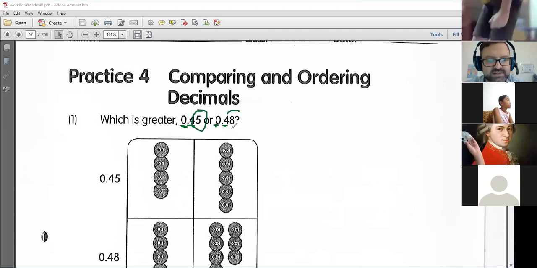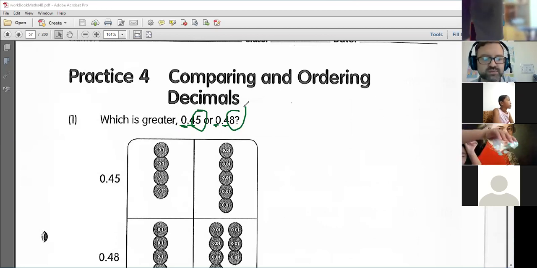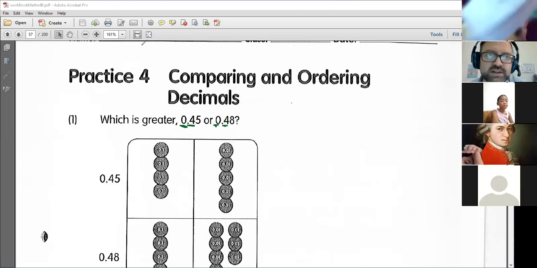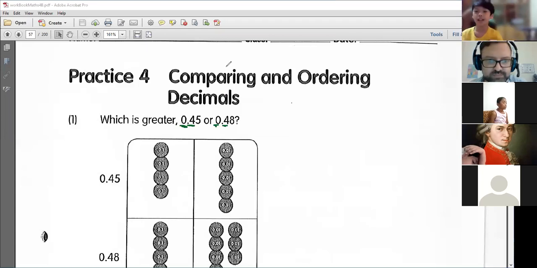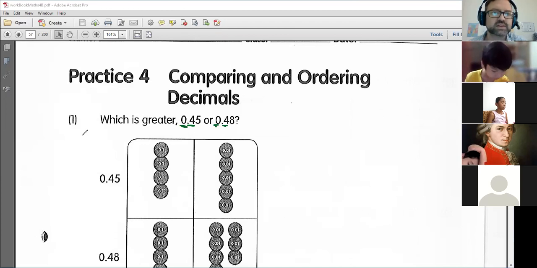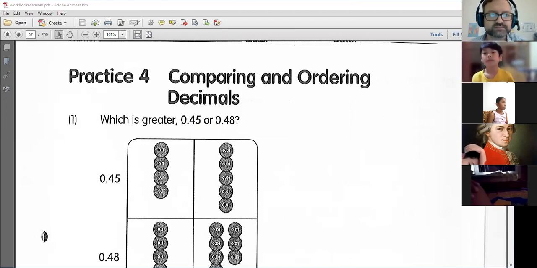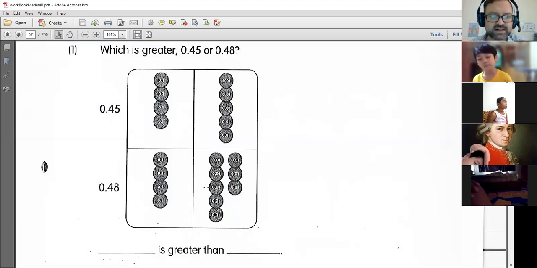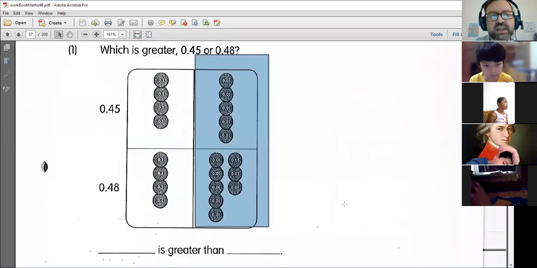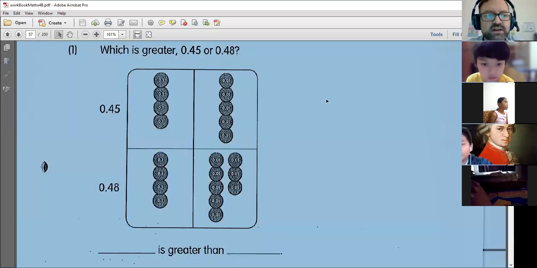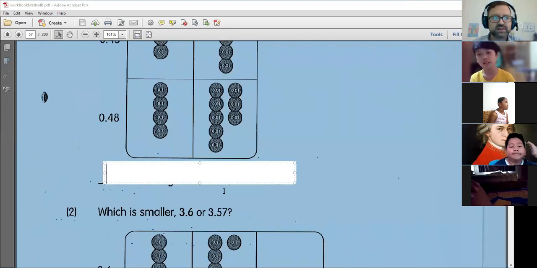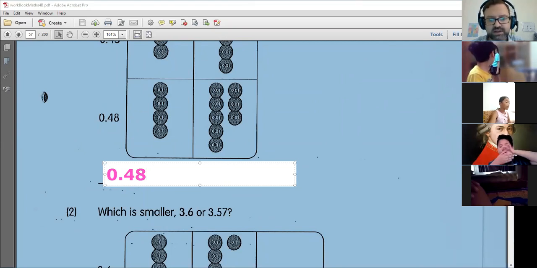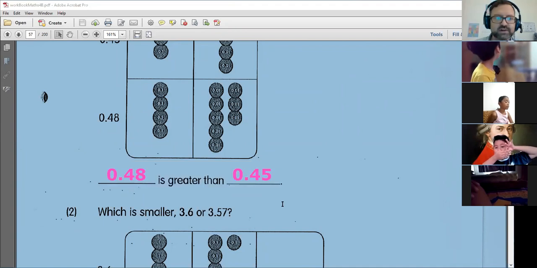Then I move on to the next place. Now I have 5/100 and 8/100. So which is bigger, okay? Well, obviously 8 is bigger than 5. So if we are looking at this, which one's gonna be bigger? Domi, which one of these numbers is bigger? Is greater, sorry. 0.48. All right. And yes, we can see that. The tenths are equal, the hundredths are not equal. We have 8/100 in 0.48. All right, so let's all go ahead and mark this. 0.48 is greater than 0.45, all right?